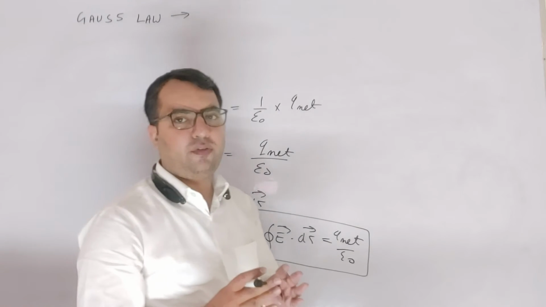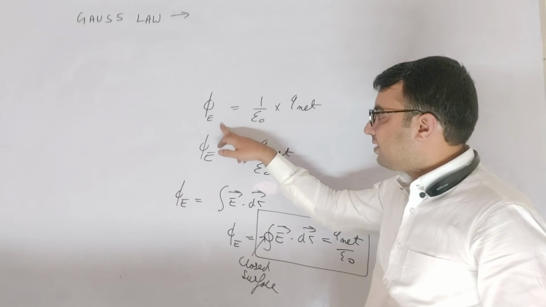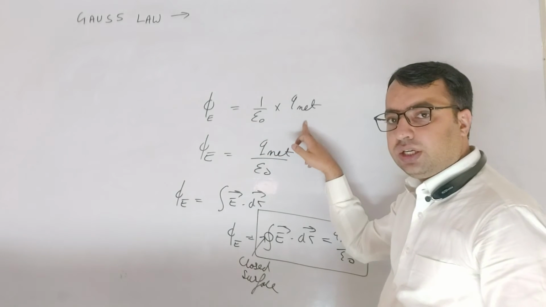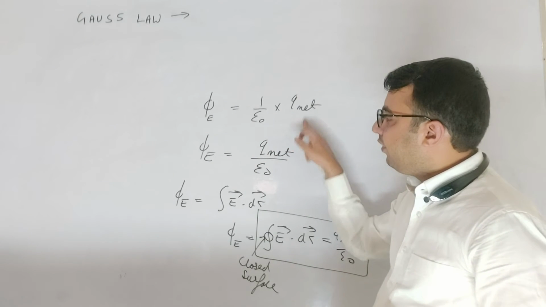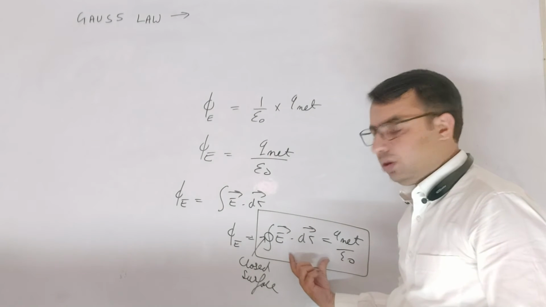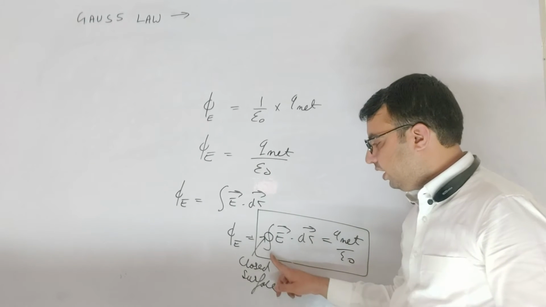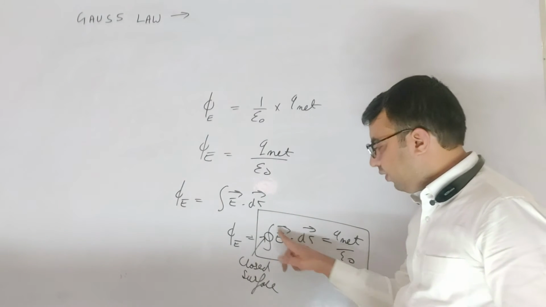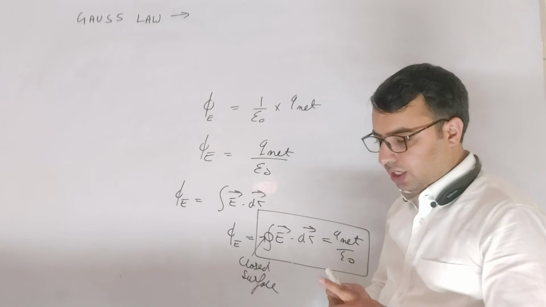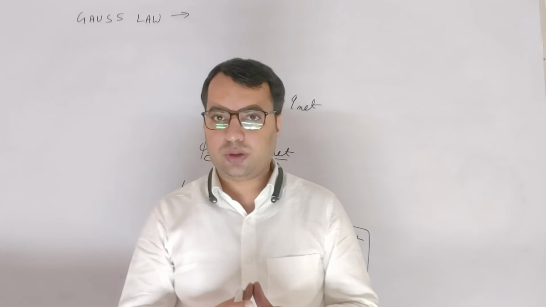So both the definitions are derived from the formula itself. The flux linked with the closed surface is equal to 1 upon epsilon naught times the net charge enclosed by that closed surface. If we put the formula of the flux here, we get this equation. From this equation, the definition of the Gauss law is: the surface integral of electric field over a closed surface is equal to 1 upon epsilon naught times the net charge enclosed by that particular surface. So this is all about the statement of the Gauss theorem.